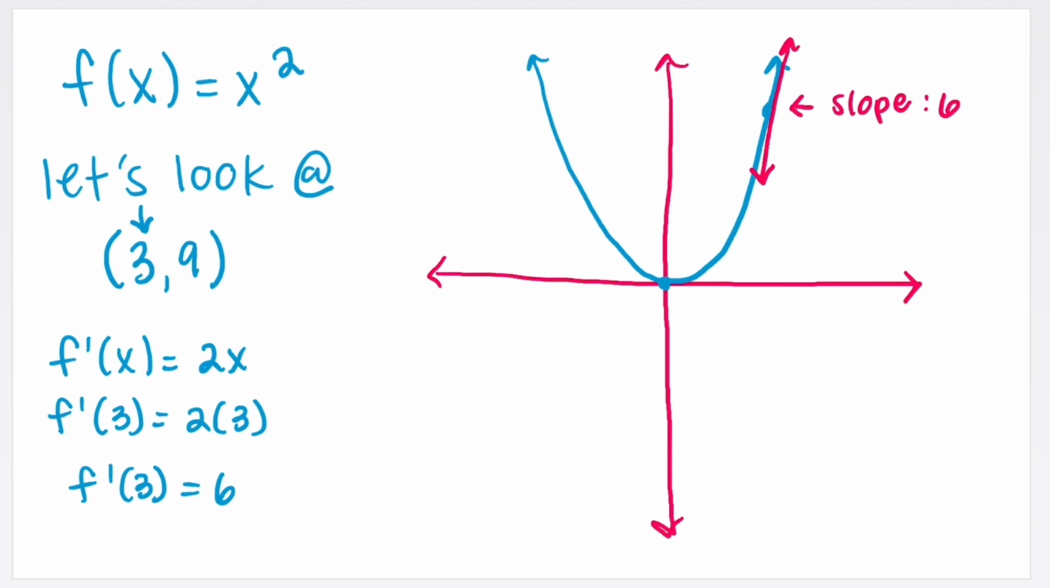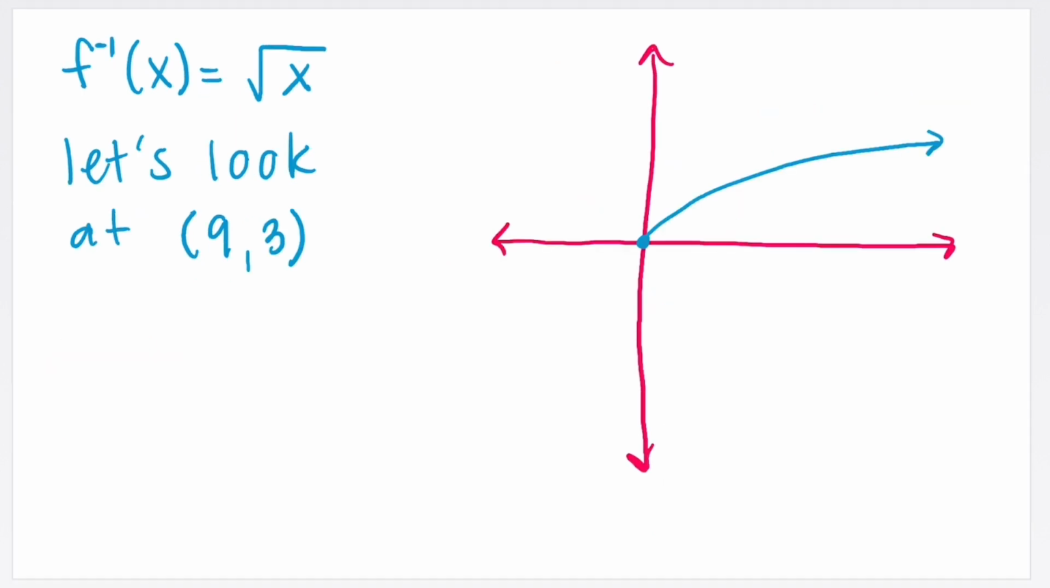So now let's look at the same point on the inverse function, which is going to be the switched version of that point. So we're actually going to be looking at (9, 3) when we're looking at this particular function. So I'm going to start by actually finding the derivative of this function.